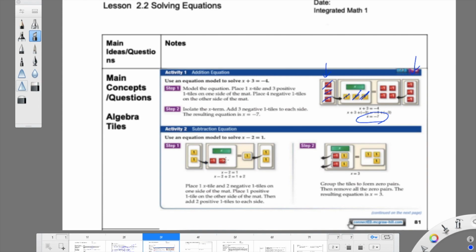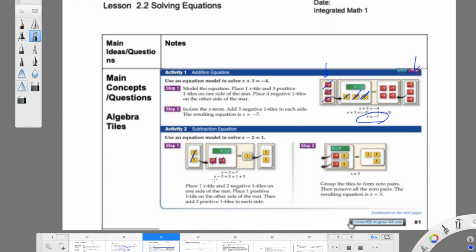So in order to do that, I'm going to do the opposite. So 1 negative to 1 positive, second negative to second positive. So if I'm taking 2 away, I'm adding 2 to cancel them out. But remember, if I do it to one side of the equation, I have to do it to the other side. We have to keep it equal or balanced. So if I add 2 over here, I'm going to add 2 on the right.